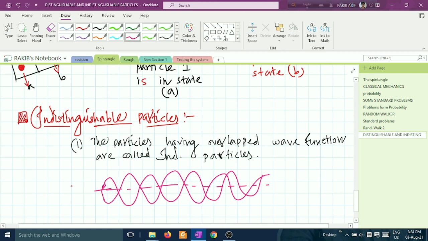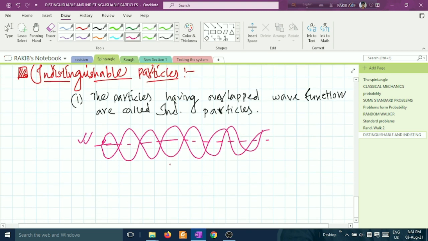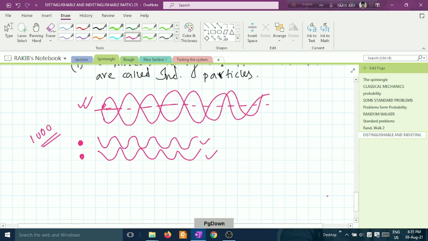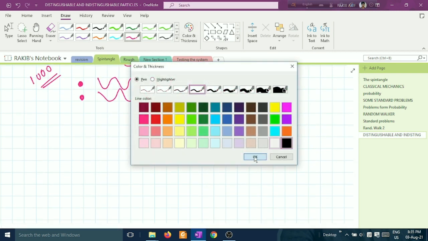I have drawn the wave functions here. These wave functions look separate, but in case of indistinguishable particles, the wave functions overlap to a very high degree. They cannot be separated from each other, and even this is not the right way to represent the overlapping wave function. It is just an illustration. This is the wave of particle 1 and this is the wave of particle 2. These look the same because in case of 1000 indistinguishable particles, you are not able to distinguish the particles' wave functions as individual.